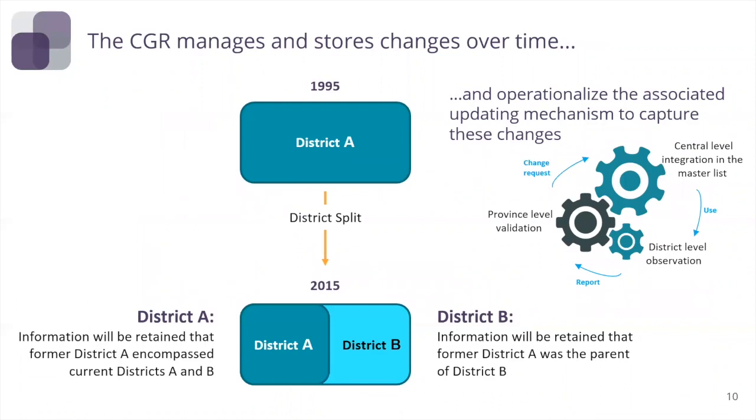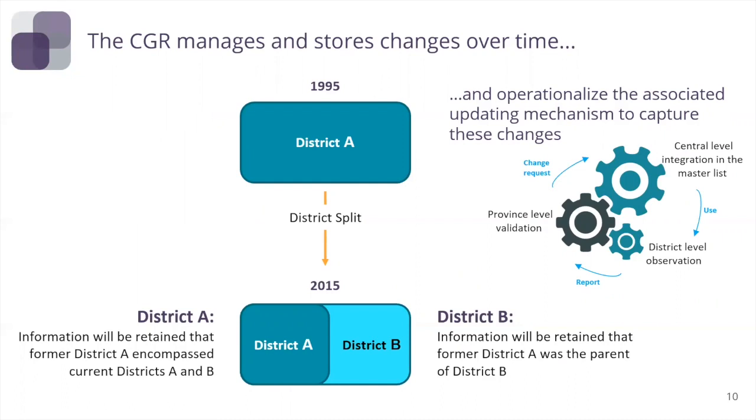The CGR then manages and stores changes over time. And this not only to keep track of changes in geometry or geography for a given object, like it is presented here, but also changes in the attributes attached to each of these objects.